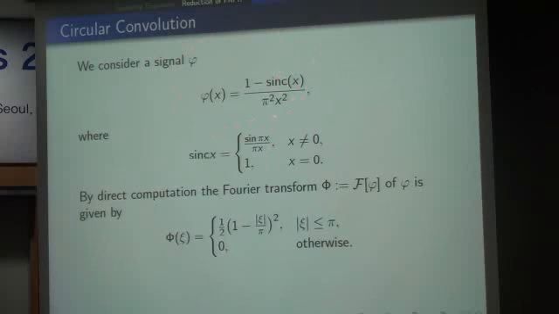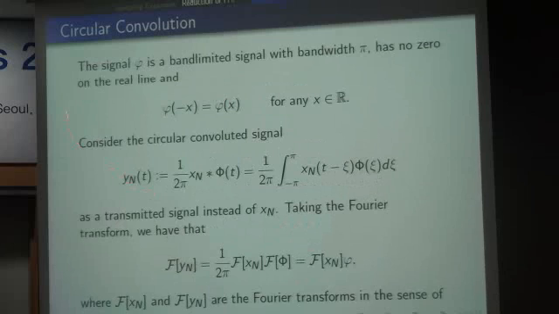So I introduced these functions. This has an advantage since this has no zero on the real line. So phi of x is this function, the same function as before, and this function has a Fourier transform which is very simple. The Fourier transform of phi is this function. It has a complex property near minus pi to pi. And this signal is an even function, and we take the circular convolution of x of n with phi.